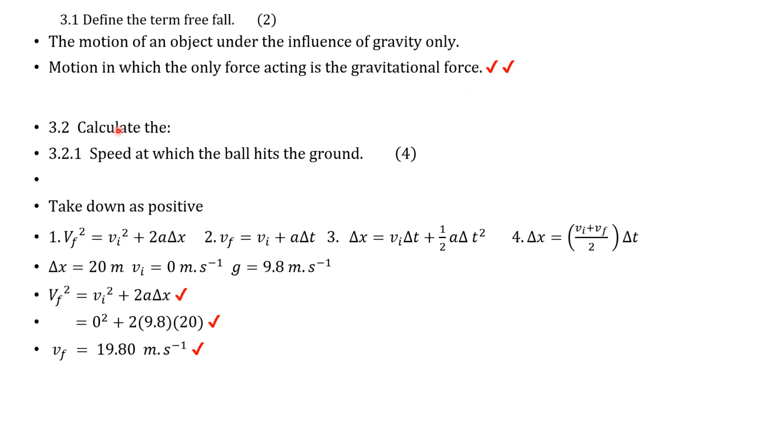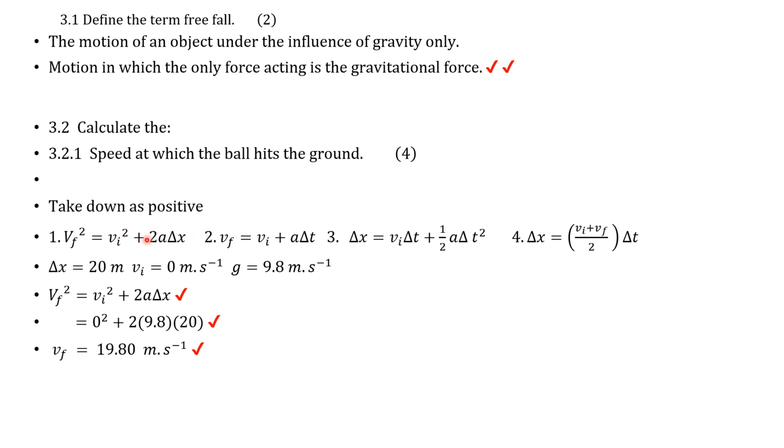Now 3.2, they say we must calculate the speed at which the ball hits the ground. Number 1, we're taking down as positive. That ensures that my gravity stays 9,8. The distance traveled for the building is 20 meters, and because it's dropped, the initial velocity is 0 meters per second. They want the speed at which the ball hits the ground, so we want final velocity.